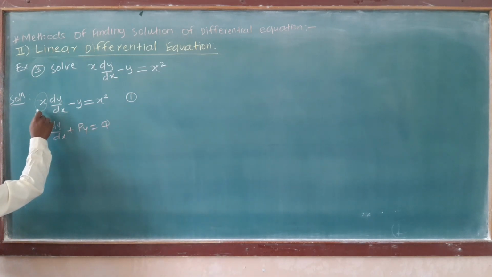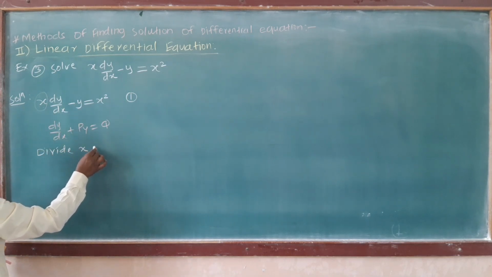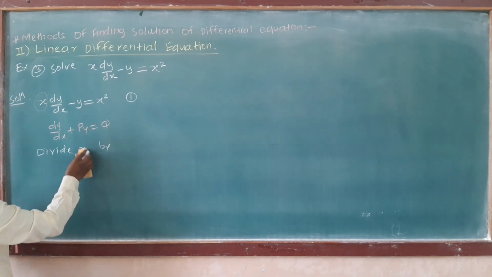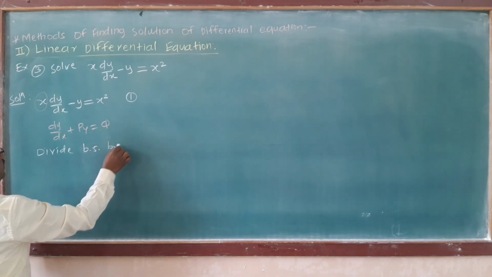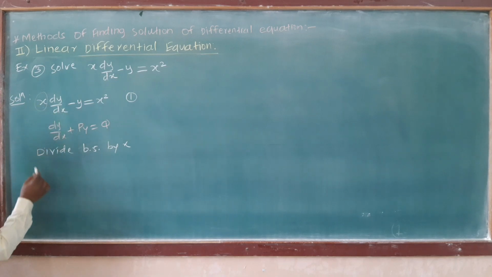इथला x remove करण्यासाठी या इक्वेशनला x ने डिवाइड करा. So we write like this, divide both side by x. Both side ला divide करा. If you divide this term, x will get cancelled.